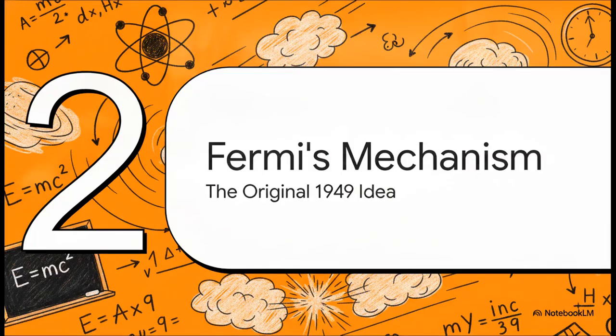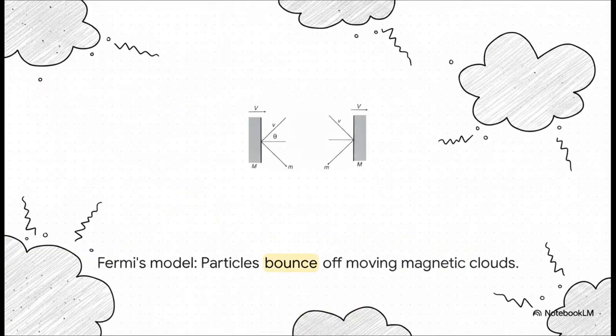Section 2. Fermi's original mechanism. To find the real answer, we actually have to rewind all the way back to 1949. The brilliant Enrico Fermi originally envisioned the interstellar medium as being filled with these moving magnetic clouds. He proposed a stochastic, or entirely random, process where charged particles literally bounce off these moving magnetic mirrors in space. It's essentially a giant cosmic game of pinball.